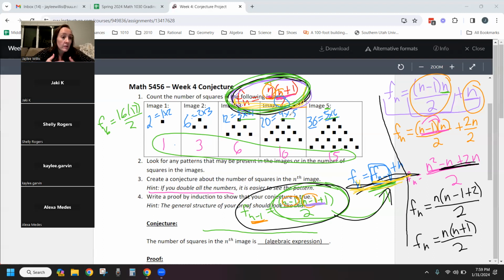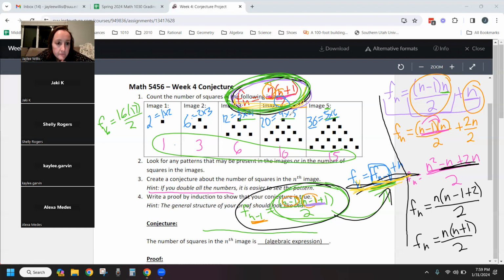That's the one where you could figure out how many squares are in the 100th one without having to know the 99th one. So this is what makes the conjecture, but you also need the blue one, the one that builds on itself, in order to prove the conjecture. So they're both necessary.